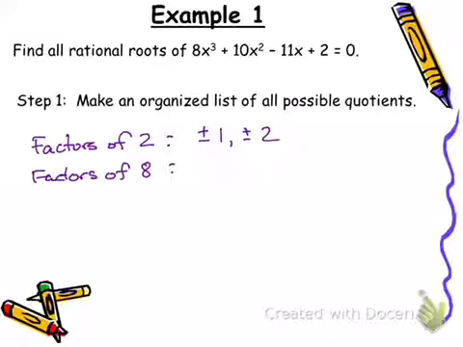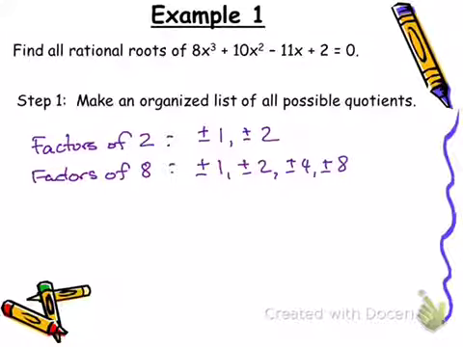It's good to be as organized as you can on these, because it's easy to miss them if you're not meticulous about being ordered. All right, what are the factors of 8? Plus or minus 1, plus or minus 2, plus or minus 4, and plus or minus 8. I'm going to write these up top. You don't have to write these where I'm going to write these in my notes, but I'm just going to leave room at the bottom here.